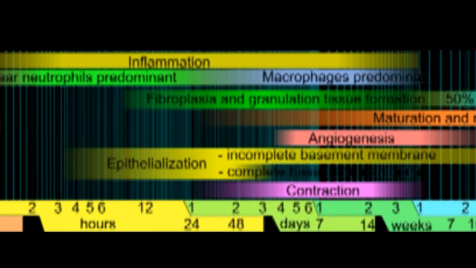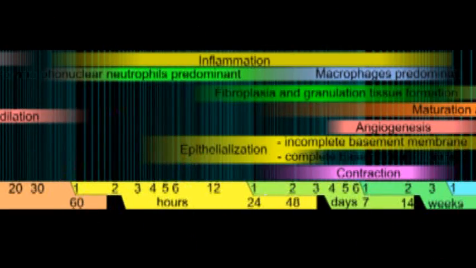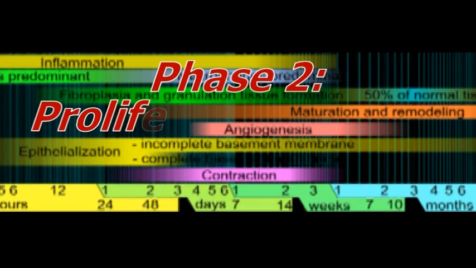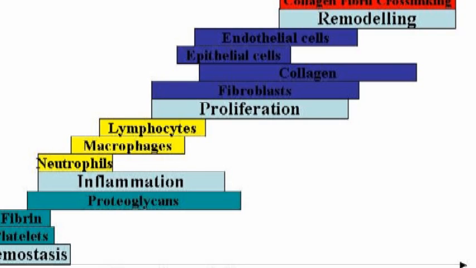In the subacute phase, the inflammatory phase can last up to 2 weeks and is a continuation of the acute phase. Chronically, the inflammatory phase would be inflamed and last beyond 2 weeks. Phase 2, proliferation, repair. Time frame, 2 days to 6 weeks. This phase overlaps with the inflammatory phase.